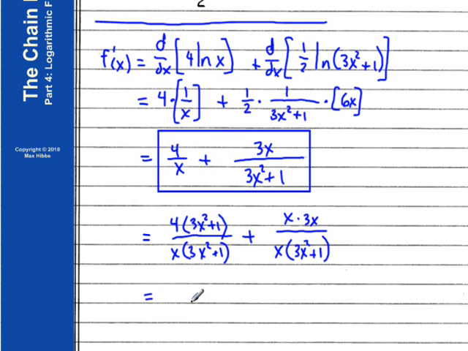Now, before we can actually add these fractions, we need to expand so that we can combine the two numerators. So in fraction number 1, what we really have is a 12x squared plus a 4 in the numerator, just multiplying that 4 out, over our common denominator, x times 3x squared plus 1. In the second fraction, we simply have 3x squared, x times 3x, divided by that common denominator, x times 3x squared plus 1.